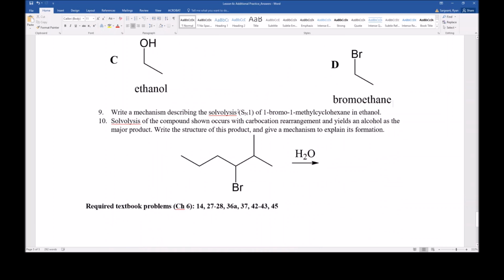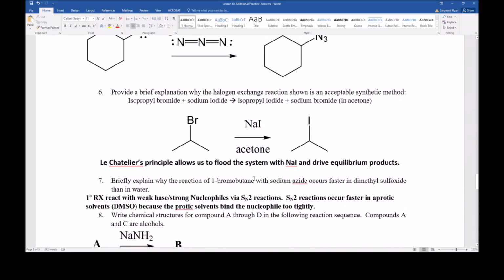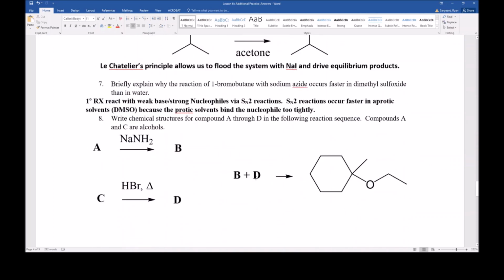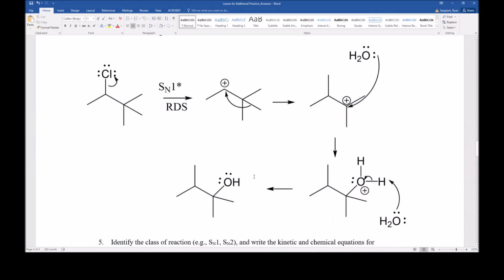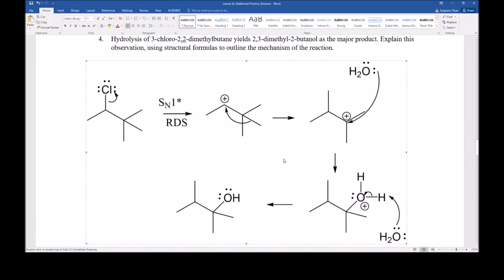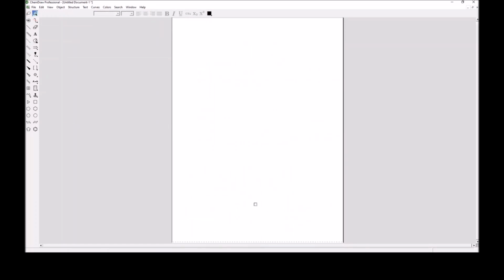Write a mechanism describing the solvolysis, Sn1, of 1-bromo-1-methyl cyclohexane in ethanol. Now, we've already done quite a few Sn1 solvolysis reactions. Let's go find one. Where did I put that one? Oh, here's an Sn1 solvolysis reaction. So we're going to start with this as kind of a template and just apply our understanding of Sn1 solvolysis to a new example that they're giving us.